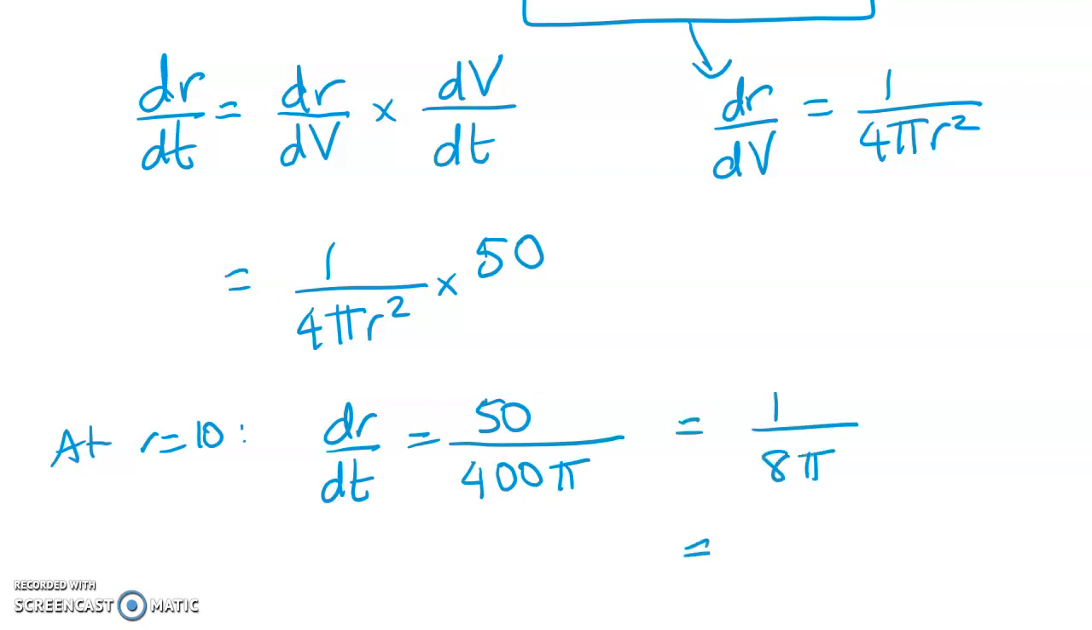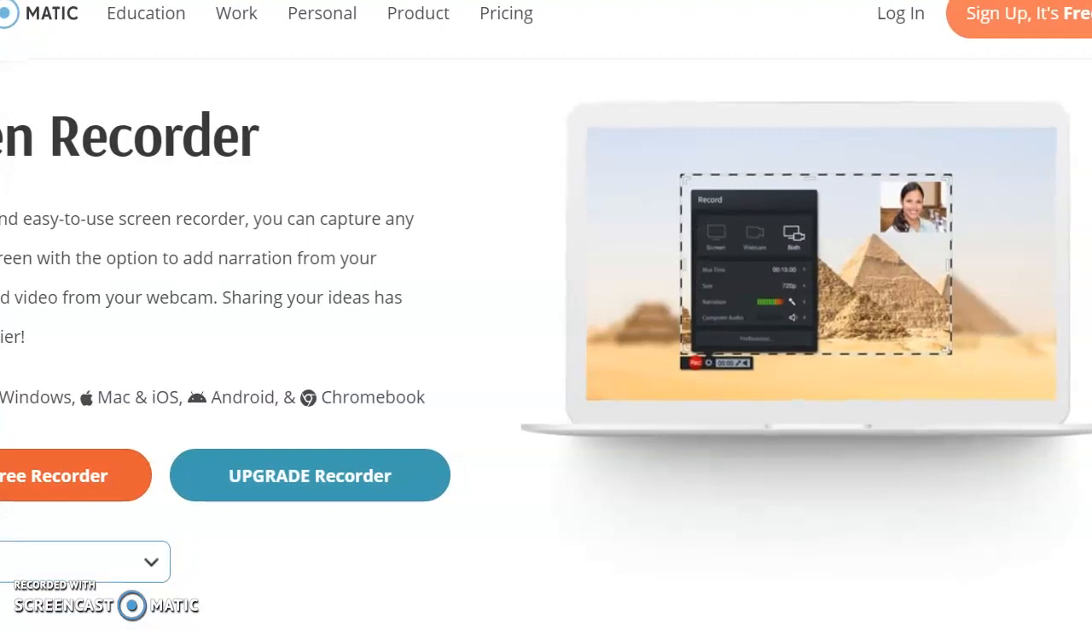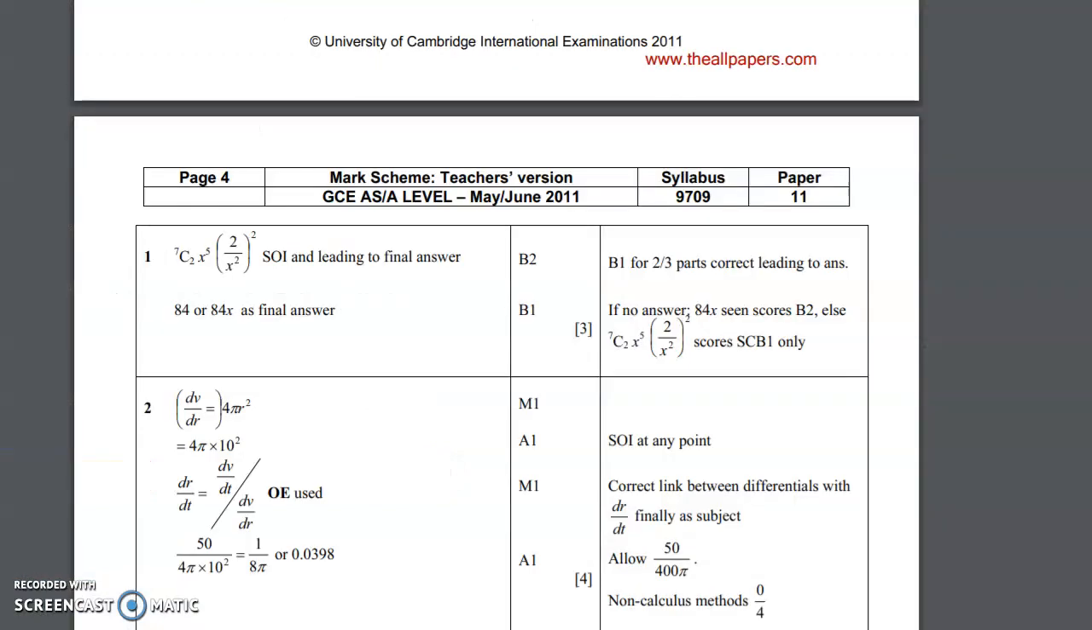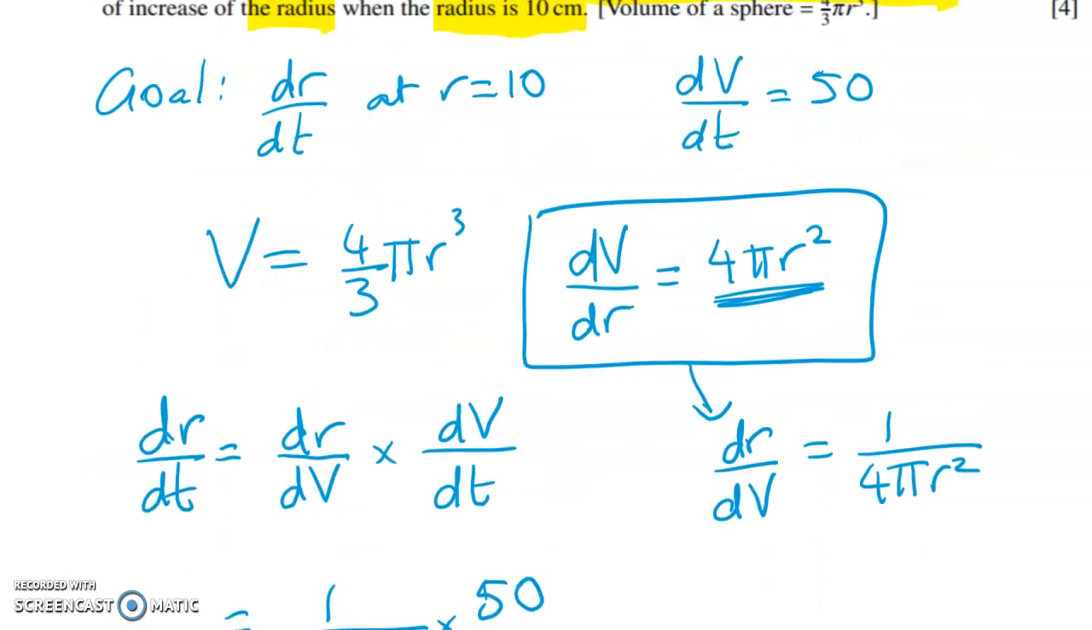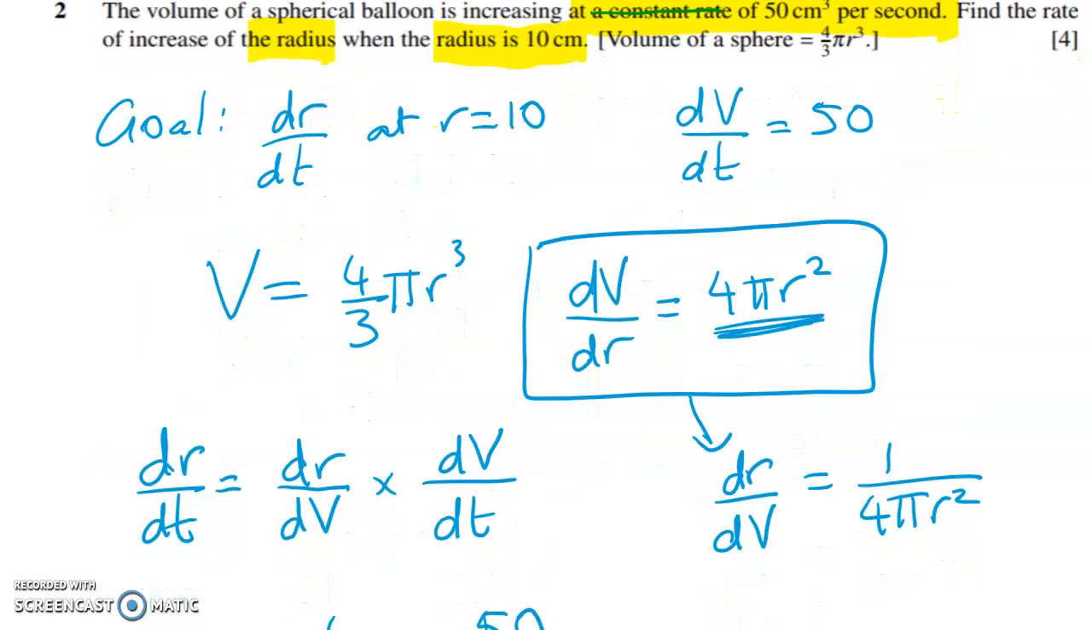And I think that worked out to be 0.3 something, but I honestly can't remember. I could just peek and have a look at the schedule really quickly. Where is it? Yep, here we are. Okay, so it's 0.0398. And the units are going to be, I think, centimetres per second.